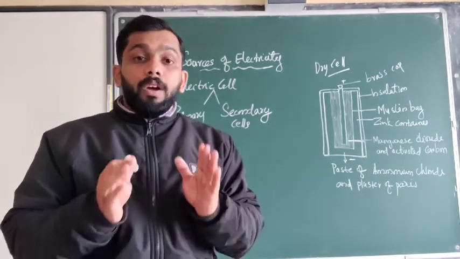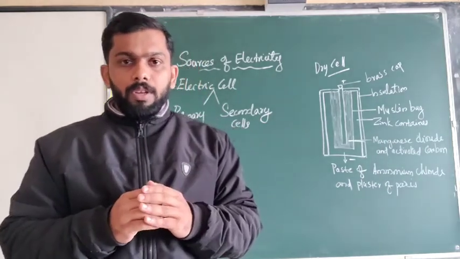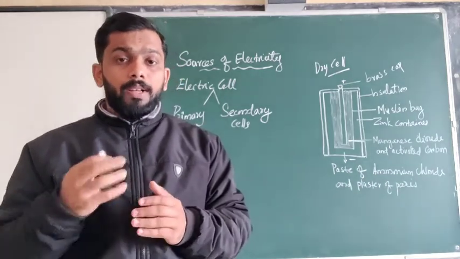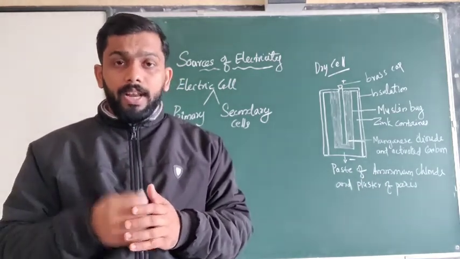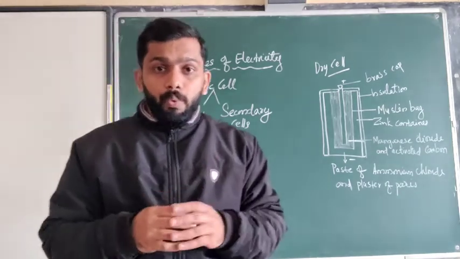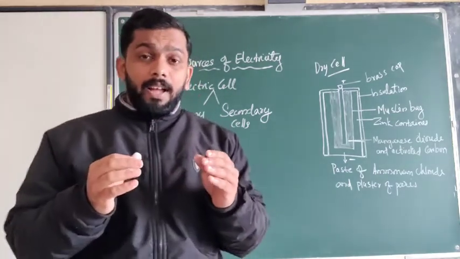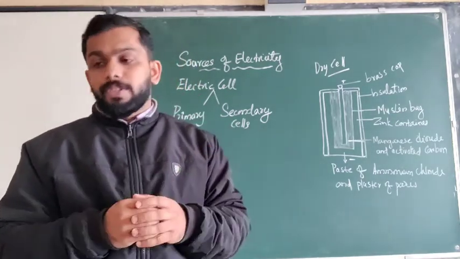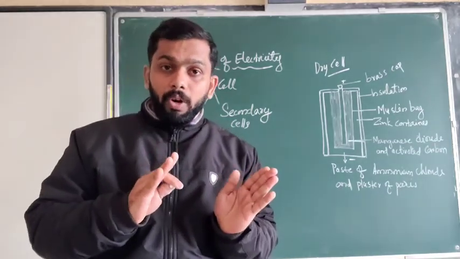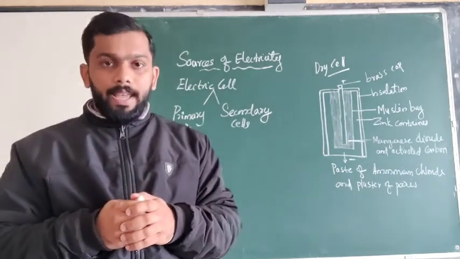And today, we are discussing electrical cells. The other things, the power stations and the solar cells, we will discuss in later sections or later classes. Today we are going to discuss electric cells. So what is an electric cell? Electric cells are the simplest sources of energy. Electric cells produce electrical energy by converting chemical energy into electrical energy.